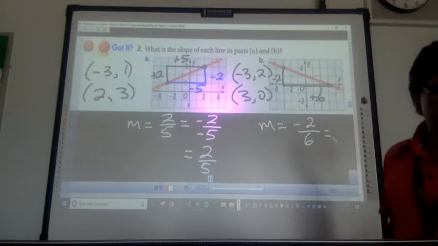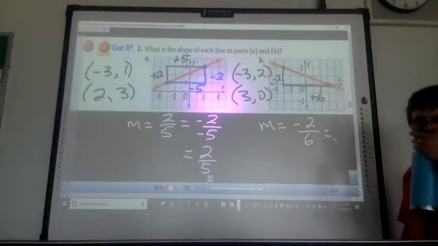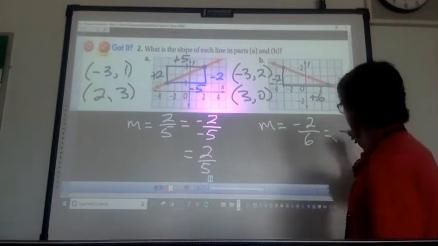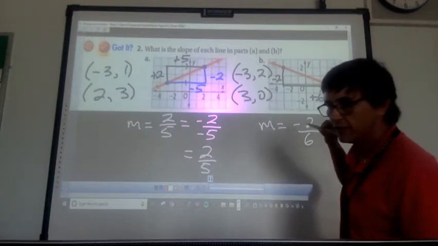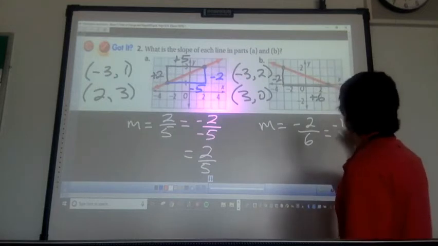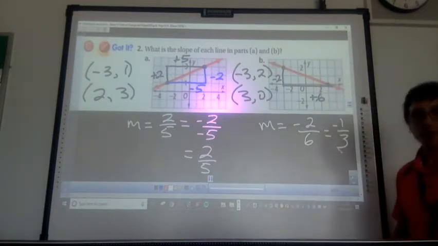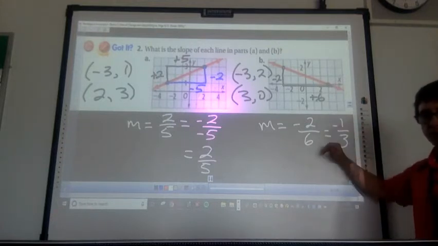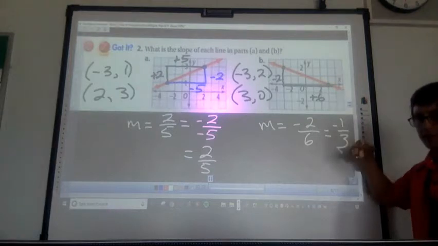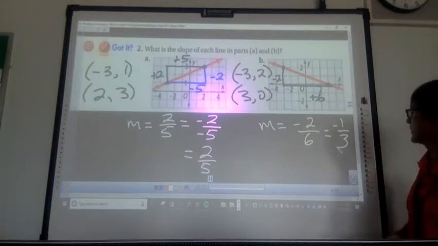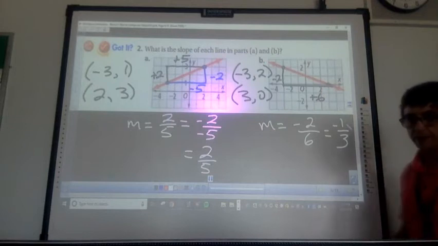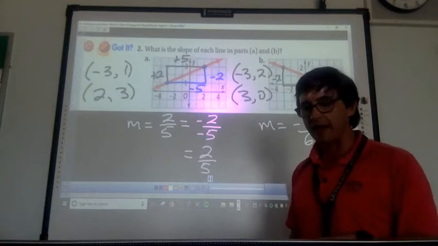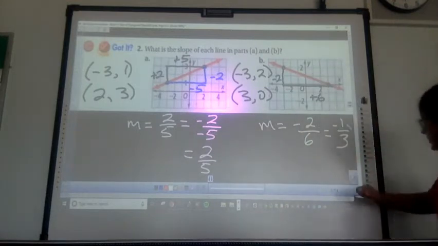Elise, what does that reduce to? Negative 1 over 3. Negative 1 over? 3. Good, perfect. Negative 1/3. So when both numbers are even, it's the easiest way to reduce. You just cut them both in half, right? Divide by 2, cut them in half, whatever way works best for your brain. But negative 1/3. So even if they're gigantic numbers, if you notice they're both even, just cut them in half. It makes it easier reducing the fractions.